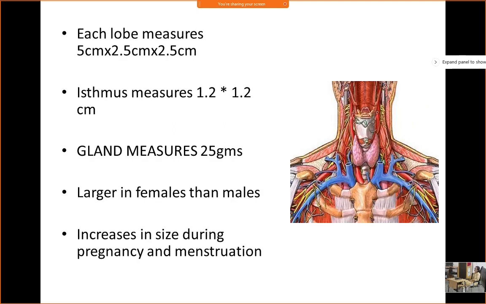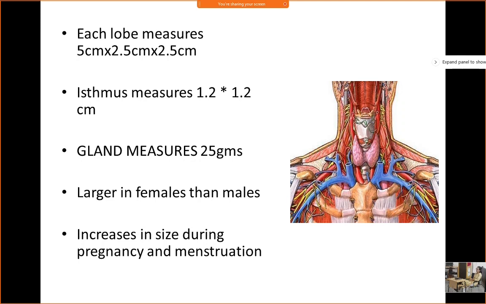Each lobe measures approximately 5 centimeters by 2.5 by 2.5, that is length by breadth by width. The isthmus measures around 1.2 by 1.2 centimeters. Overall, the thyroid gland generally weighs around 25 grams. It is slightly larger in females than males, and it increases in size.